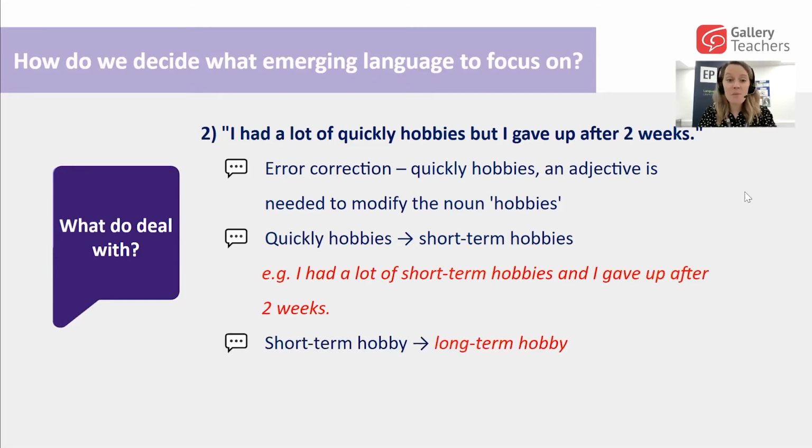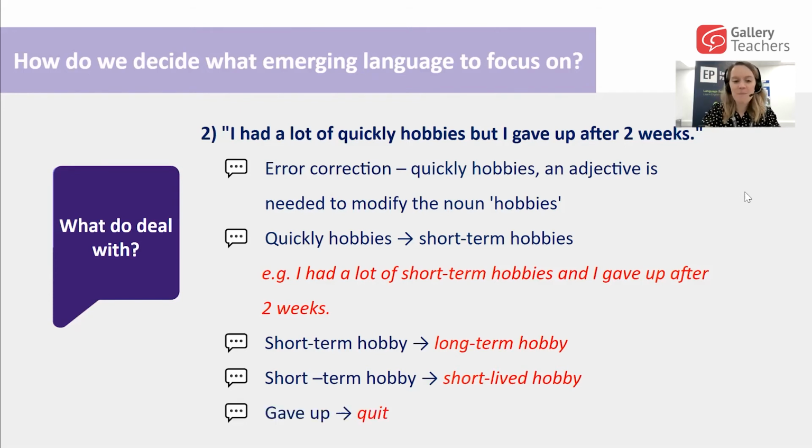I could also give them the opposite, a short-term hobby or a long-term hobby. I could also give them short-term or short-lived hobby. Maybe you want to talk a little bit about the difference. Is there a slight difference in meaning between a short-term hobby and a short-lived hobby? What does that say about the person? And gave up would be a nice expression to use, a nice phrasal verb, but they could also use quit. I had a lot of short-term hobbies, but I quit after 2 weeks.